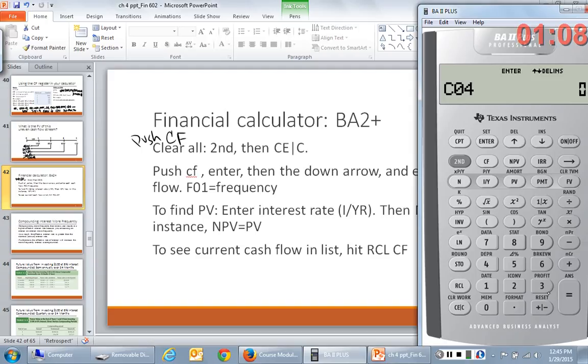So 50, negative, and enter. You push the NPV button, enter the discount rate. Here that was 10%. Enter, down arrow, and compute. And you get the same answer, $530.08. Well, 9 cents. The other one didn't round correctly.